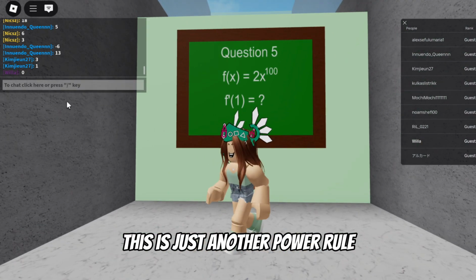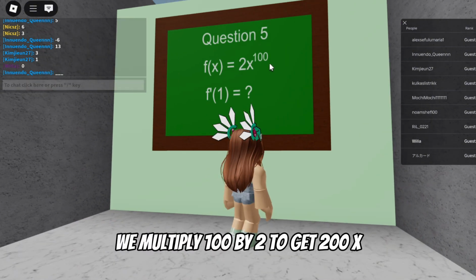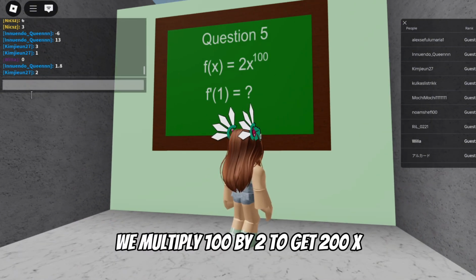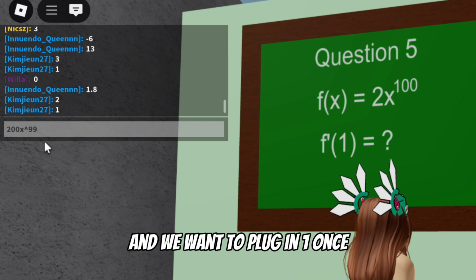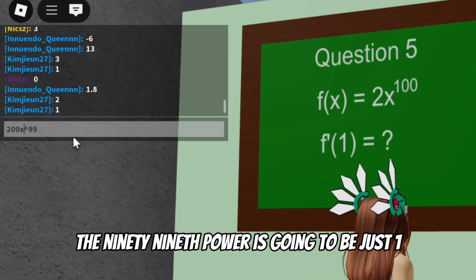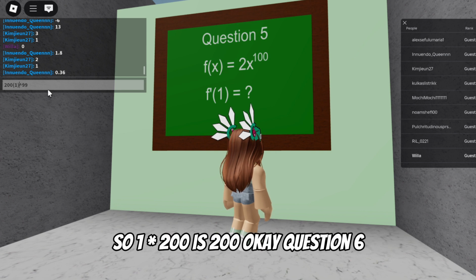Okay, question 5. f of x equals 2x to the 100th power. This is just another power rule. We'd multiply 100 by 2 to get 200x, and we subtract 1 from 100, x to the power of 99, and we want to plug in 1. 1 to the 99th power is going to be just 1. So 1 times 200 is 200.